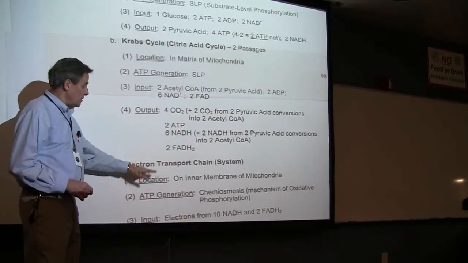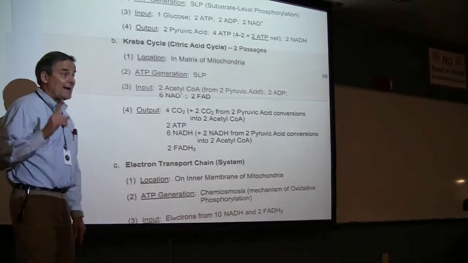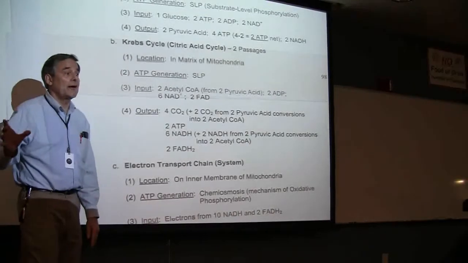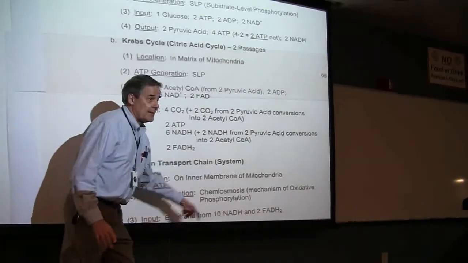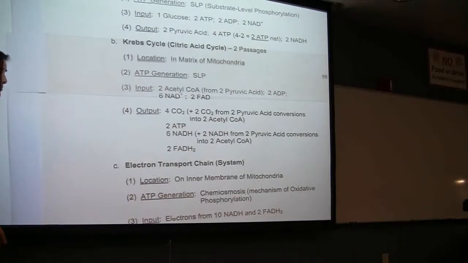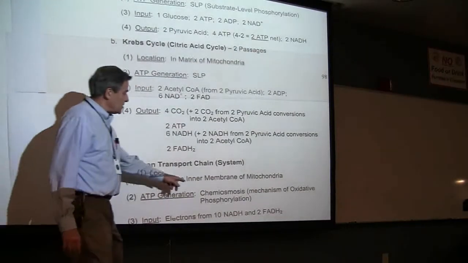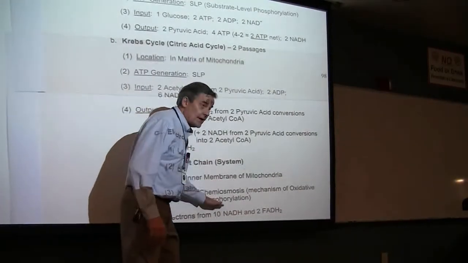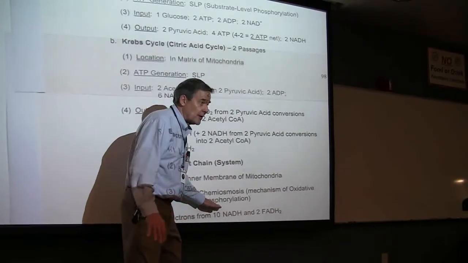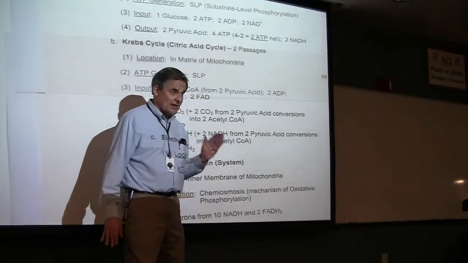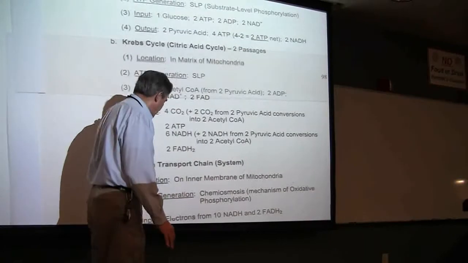Electron transport, again, this occurs in the mitochondria, but it requires a membrane because that's where electron carriers are embedded. So it's the inner membrane of the mitochondria. How is ATP generated? Chemiosmosis, which remember is the mechanism of oxidative phosphorylation, that process I described earlier. Complicated, but very important because that's where most of the ATP is going to be generated.